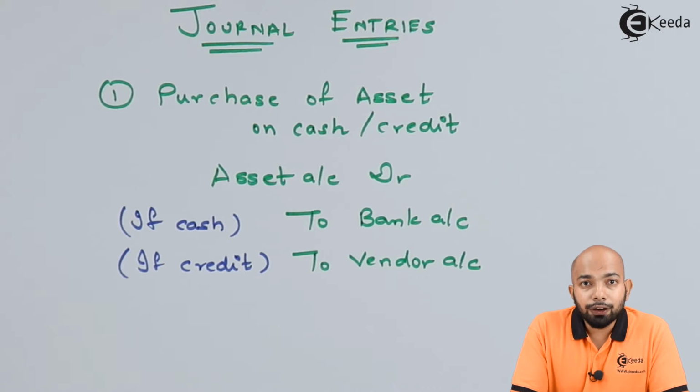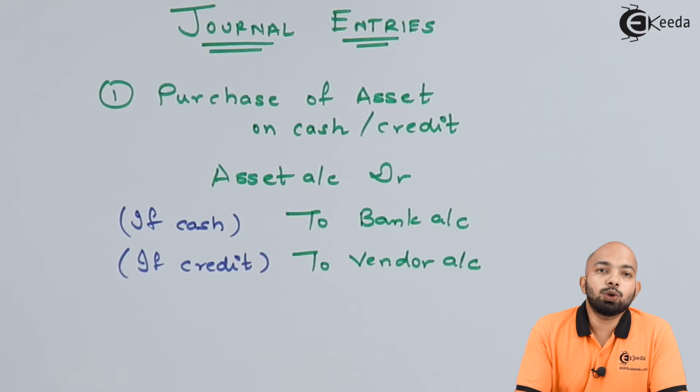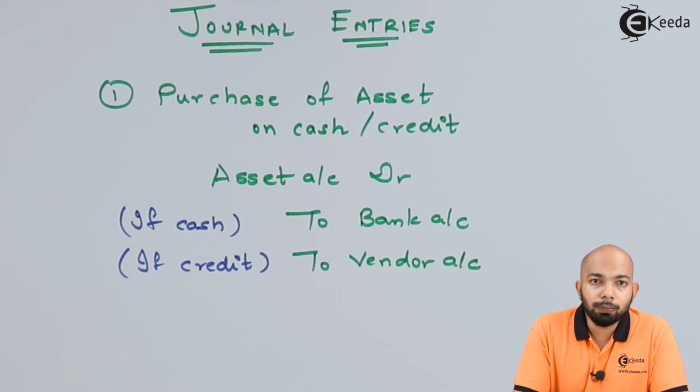After this, if at all there is a credit transaction here, that means the asset procurement has happened on the basis of credit, which will be paid after some years, or probably if you're going into EMIs. So you need to go ahead and mention the name of the vendor who has provided you this asset. So asset account debit to the vendor account. This will be the entry.